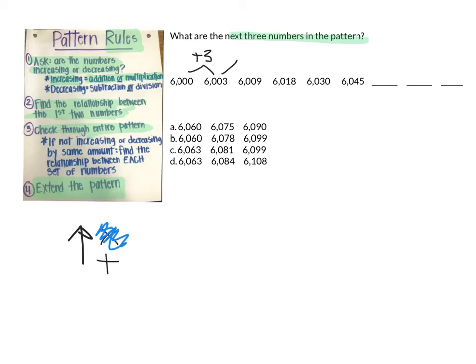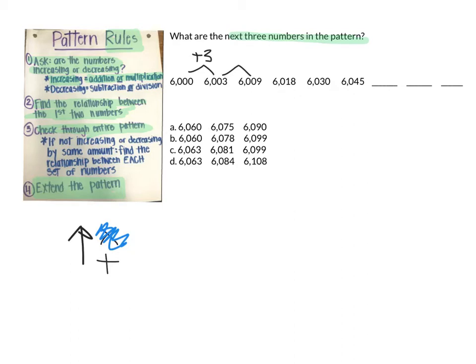All right, so next up, 6,003 plus 3 is 6,006. Well, that doesn't match my pattern. So this can't be a rule of just plus 3. So now we're going back to step 2. What's the relationship between these two numbers, 6,003 and 6,009? Well, my number's still increasing. We're still adding. We're just not adding 3.